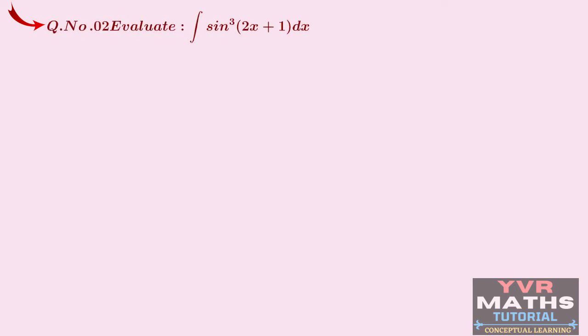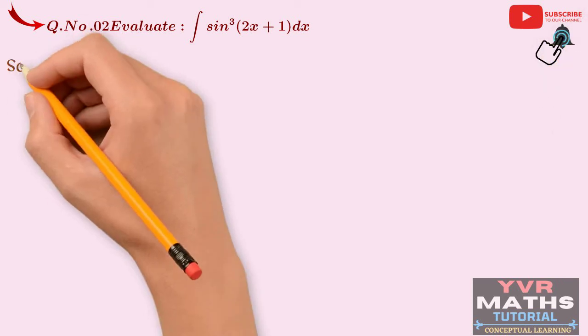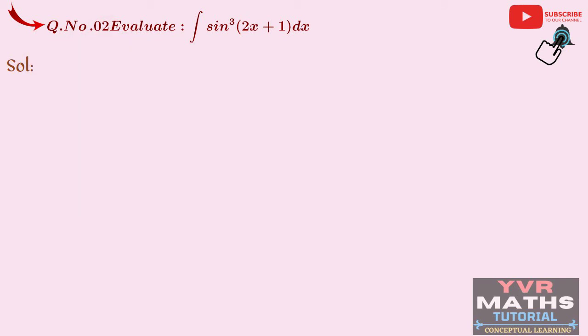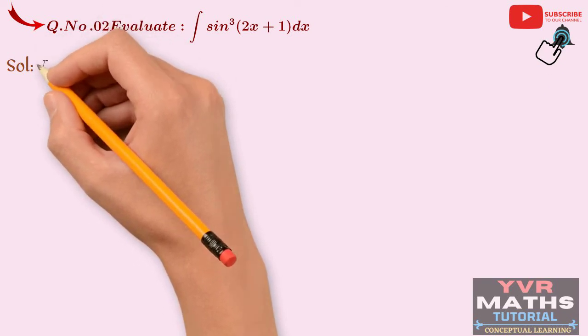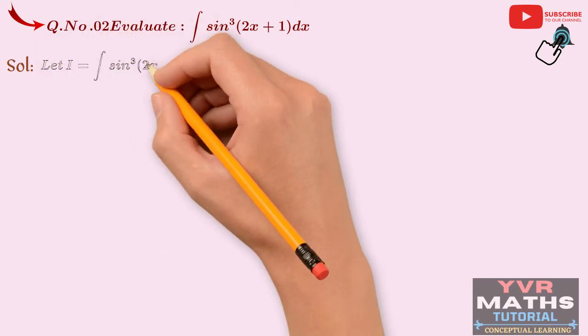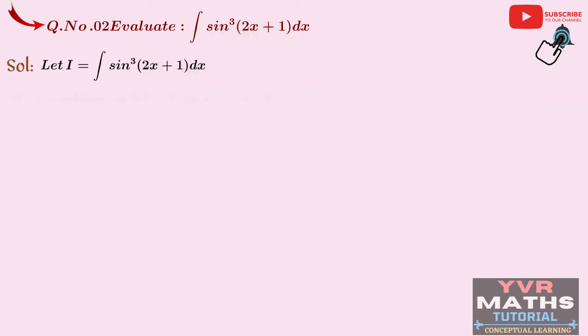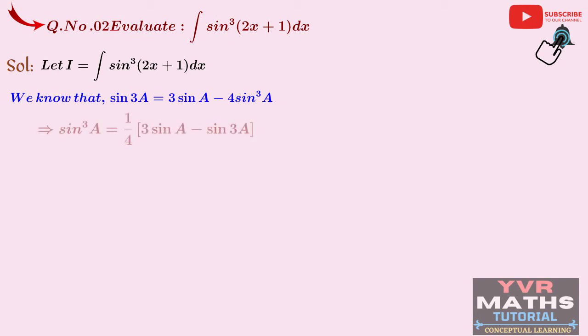See here, question number 2. Evaluate integral sine cube 2x plus 1 dx. Let us discuss the solution of this one. First of all, we consider the given integral as capital I. Then I is equal to integral sine cube 2x plus 1 dx. We know the formula for sine 3a. From that formula, we can write the sine cube a term. Sine cube a is equal to 1 by 4 into 3 sine a minus sine 3a.